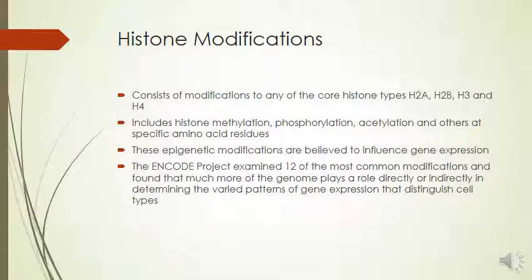Histone modifications consist of modifications to any of the core histone types, H2A, H2B, H3, and H4. It includes histone methylation, phosphorylation, acetylation, and others at specific amino acid residues. These epigenetic modifications are believed to influence gene expression. The ENCODE project examined 12 of the most common modifications and found that much more of the genome plays a role directly or indirectly in determining the varied patterns of gene expression that distinguish cell types.